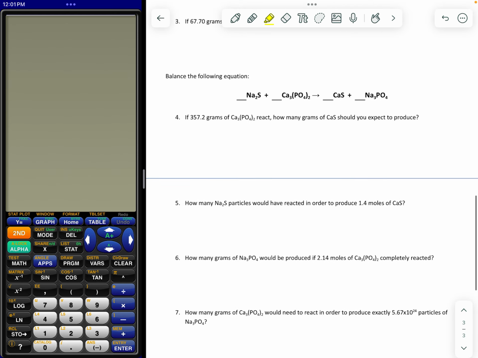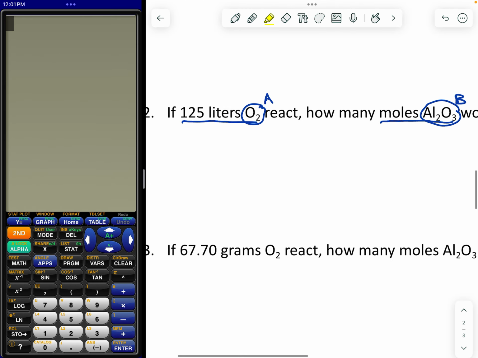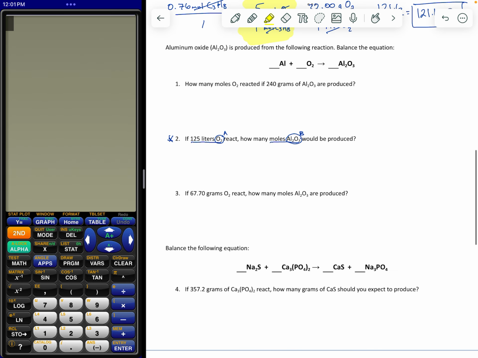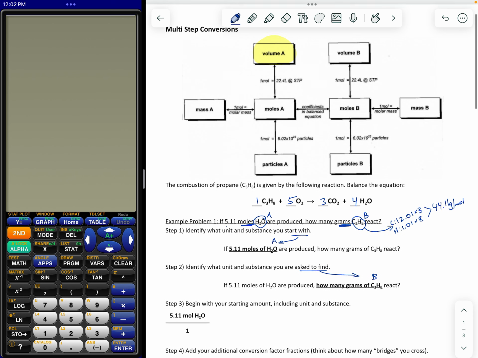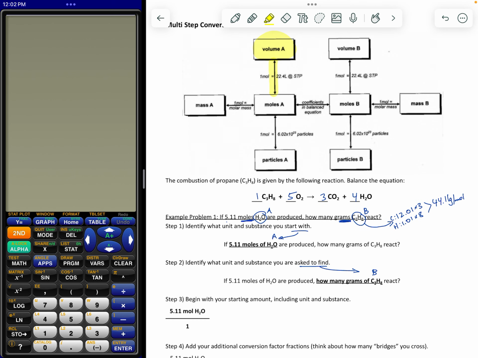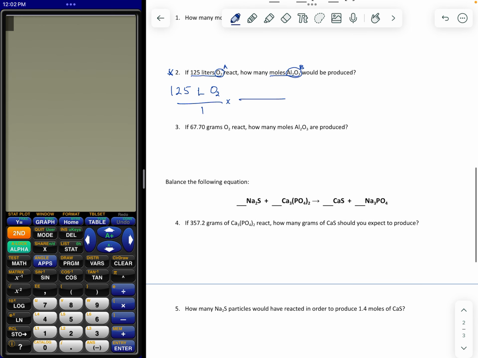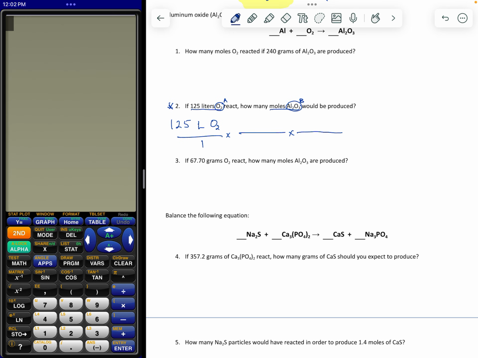All right. We're going to do a little bit of scrolling here. So liters A, moles B. That's why it's very important to be able to label or annotate your problems. So then I go, okay, well, in order to get from liters of A to moles of B, what's the route that I have to take? So that's liters of O2. How many bridges am I going to cross? Well, I'm going to cross this bridge here to get to moles. Then I'm going to cross this bridge here to end at moles of B, which is going to cause me to have 2 conversions. So 2 extra conversion factors there for the problem.